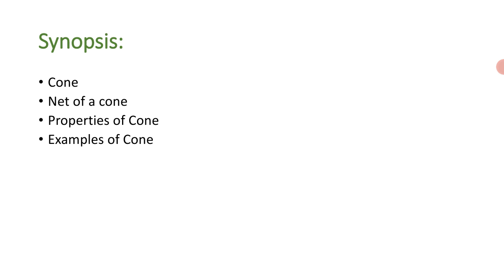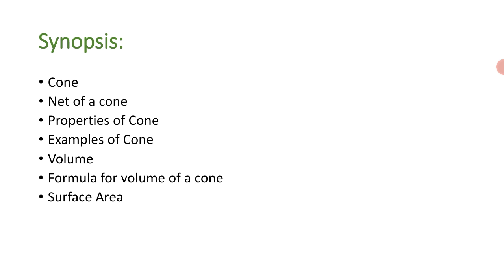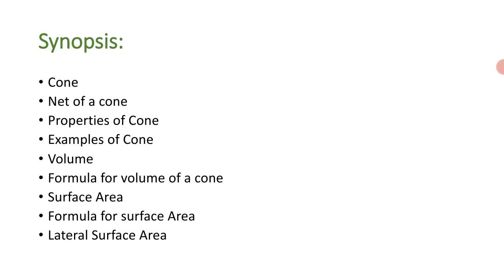First, we can see what the contents present in the cone are. First, a synopsis of the cone. Next, the net of a cone. The properties of the cone. Next, examples of the cone. Next, volume, the formula for volume. Then, surface area, the formula for surface area and the lateral surface area.